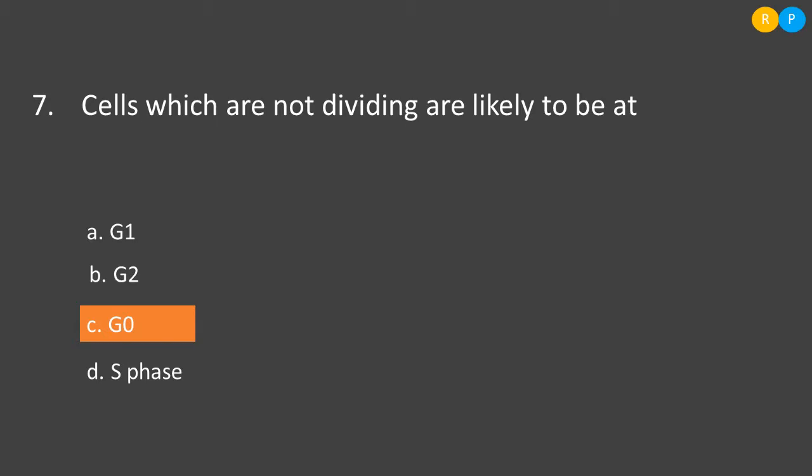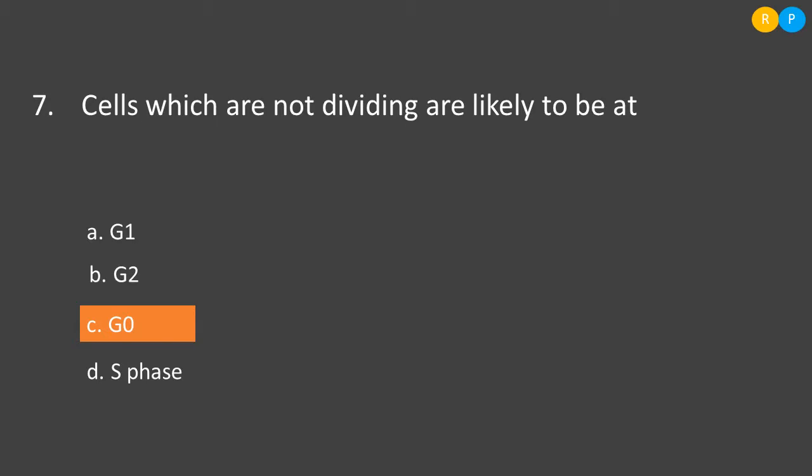And option B, G2 phase is very essential for the synthesis of protein. Cell growth will continuously take place in the G2 phase. Then option D, S phase. S phase is called the synthesis phase because here the DNA molecule will get duplicated. So double the amount of DNA is present in the cell in S phase.